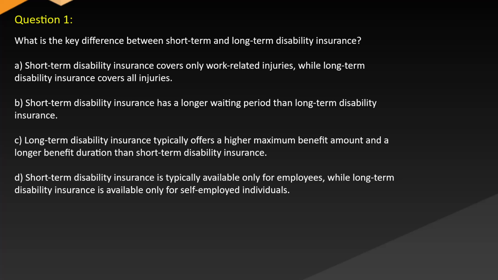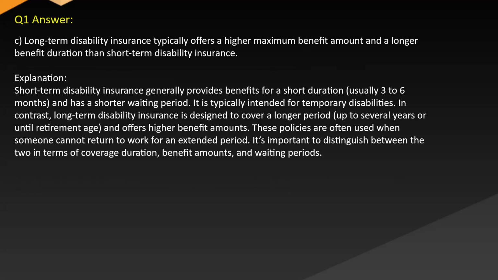D. Short-term disability insurance is typically available only for employees, while long-term disability insurance is available only for self-employed individuals. Answer: C. Long-term disability insurance typically offers a higher maximum benefit amount and a longer benefit duration than short-term disability insurance. Explanation: short-term disability insurance generally provides benefits for a short duration, usually 3 to 6 months, and has a shorter waiting period. It is typically intended for temporary disabilities.